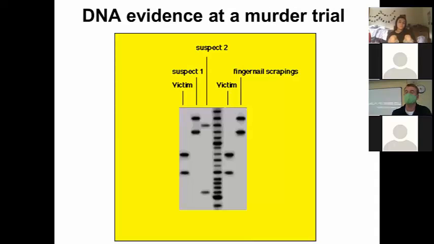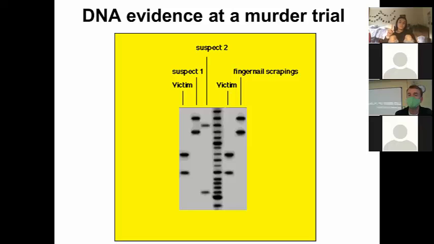Here's another example of a DNA fingerprint. A very simple one, but we have the ladder found in the middle here. And if we start at the left-hand side, we have the victim's DNA. We have DNA from suspect 1, DNA from suspect 2. And then we have the victim's DNA again, and then scrapings taken from under the victim's fingernails. So who appears to be the guilty party in this case?